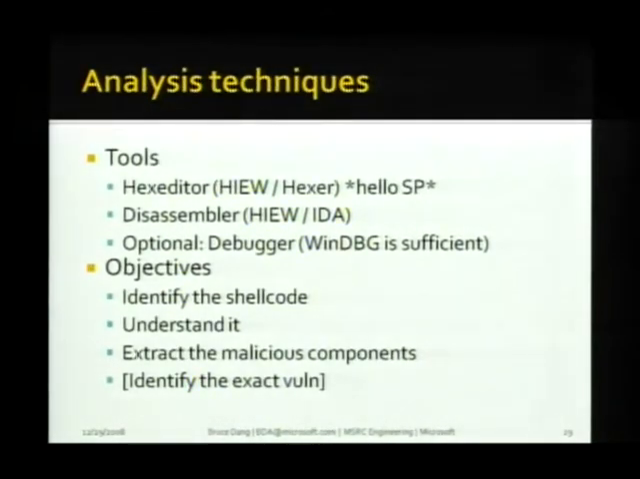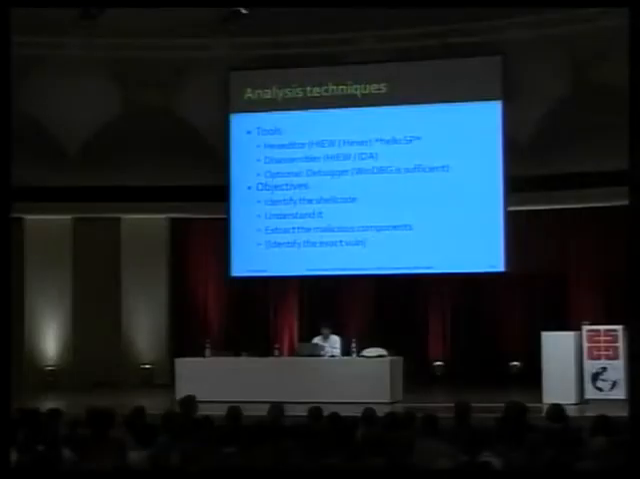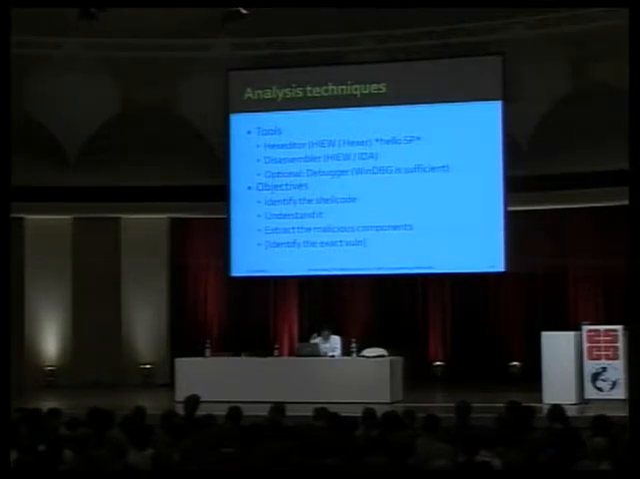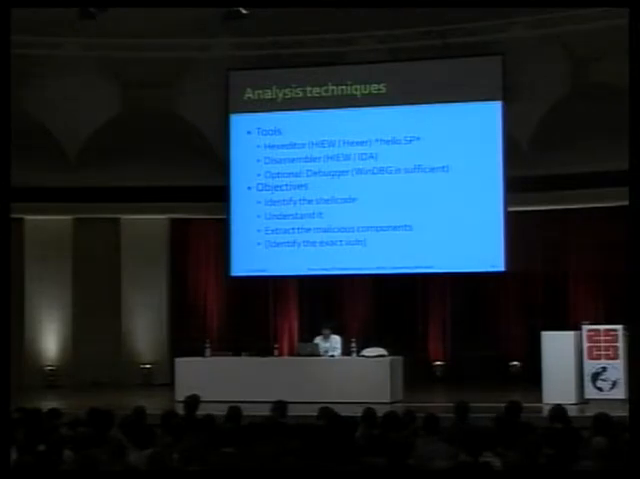And the objective, when you analyze these things, is first to identify the shellcode, and then to understand what it does. Most of the time, you really don't need to understand every single aspect of the shellcode, because sometimes you get thousands of these samples, and you don't want to go through and understand every single one of them. Most of them are the same anyways. And then you extract the malicious component, typically the Trojan. And if you're an IDS or an AV company, you also want to determine what the vulnerability is. That's optional, but most people don't need to do that.